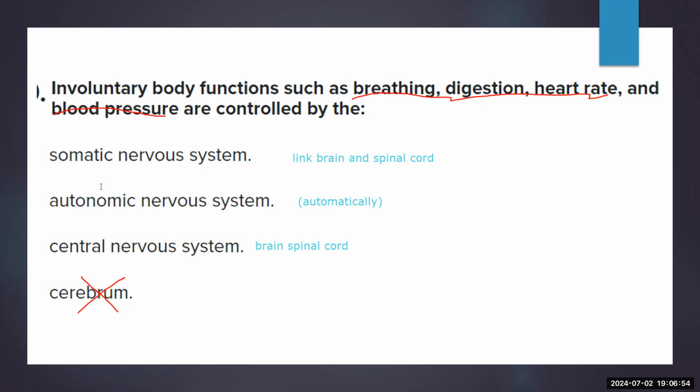But the real thing here is the autonomic. I can't even say the word today. We know this is going to be something that happens automatically. I don't really think about breathing. I don't think about digestion. If I did, I would probably try to speed that up to help myself lose weight faster. I'd probably work on lowering my heart rate if I had any control of that. But all of those things happen automatically. So that's going to make that one our correct answer.